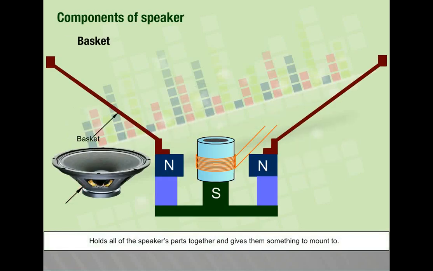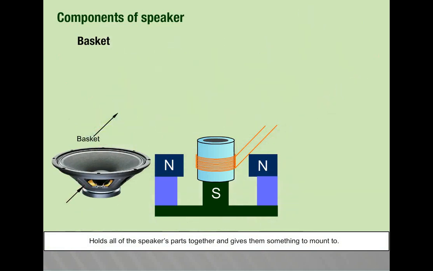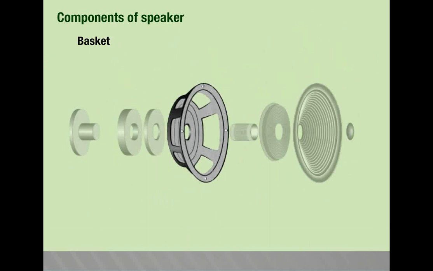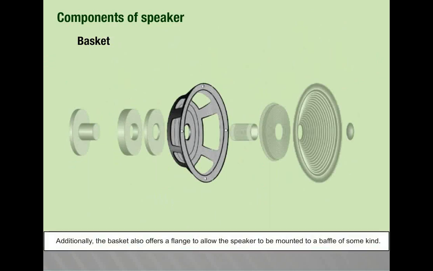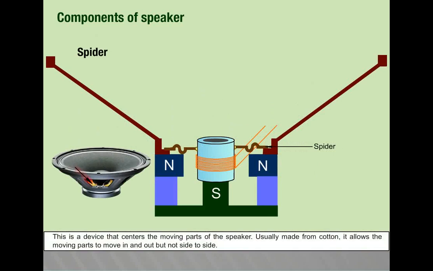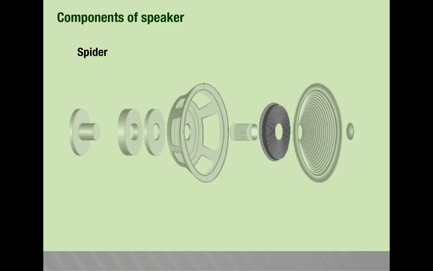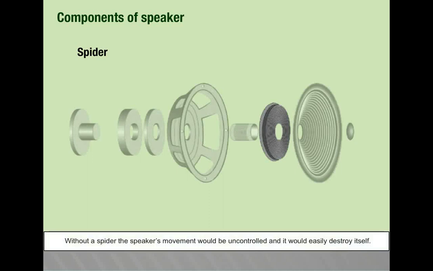Basket holds all of the speaker's parts together and gives them something to mount to. Additionally, the basket also offers a flange to allow the speaker to be mounted to a baffle of some kind. Spider. This is a device that centers the moving parts of the speaker. Usually made from cotton, it allows the moving parts to move in and out, but not side to side. Without a spider, the speaker's movement would be uncontrolled and it would easily destroy itself.